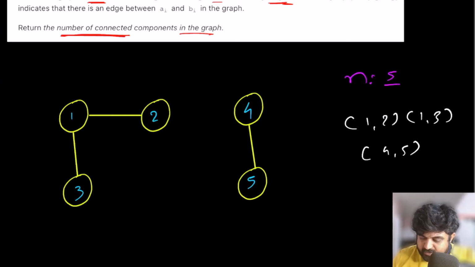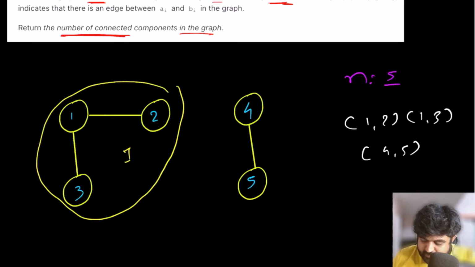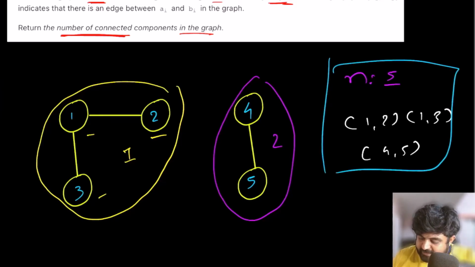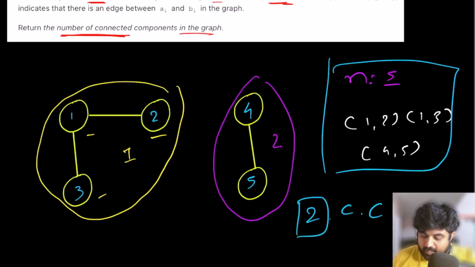Now based on these two items, we need to define how many connected components exist, which in this case we can see that this is the first connected component because these 3 nodes are connected with each other, and the same way this is the second connected component. So in this example, for this given input, there exist 2 connected components and we need to return 2 as the answer. So this is the whole ask of the problem.